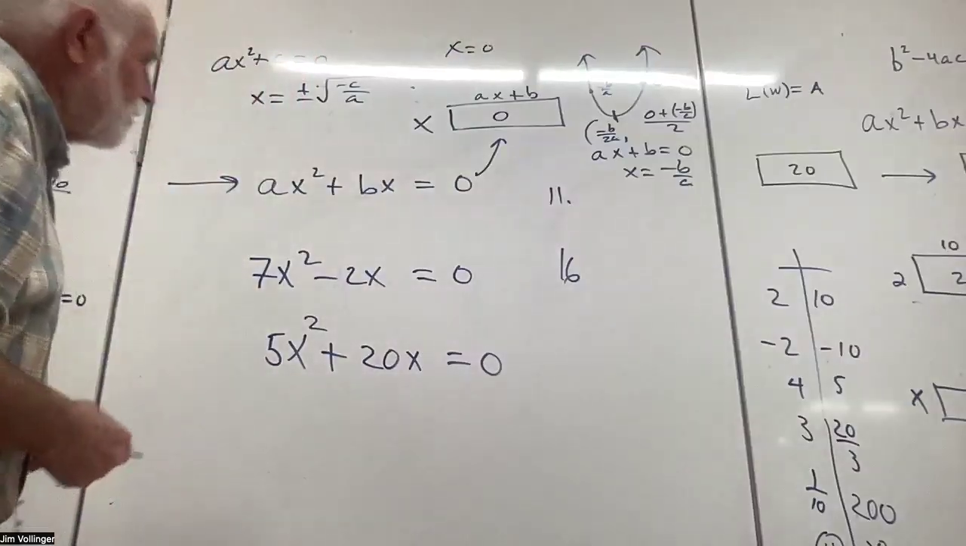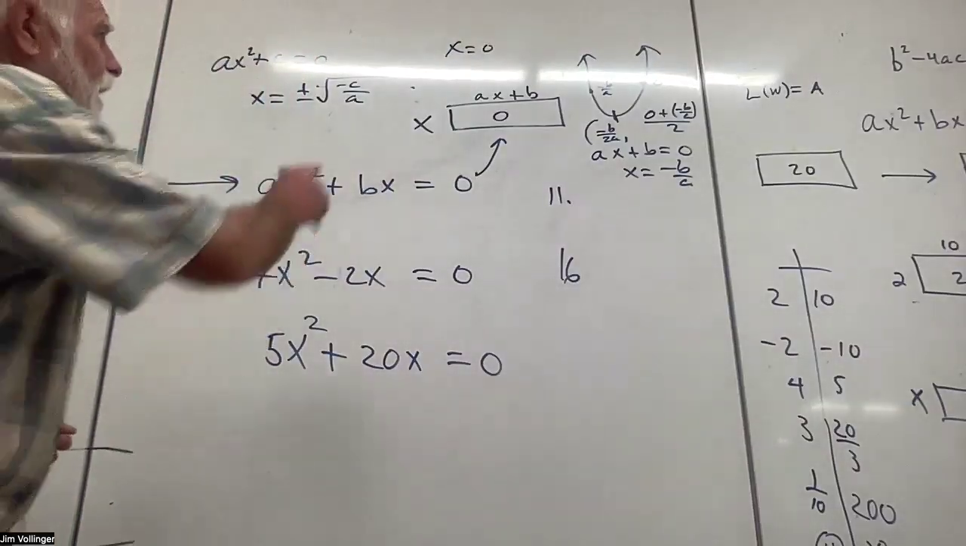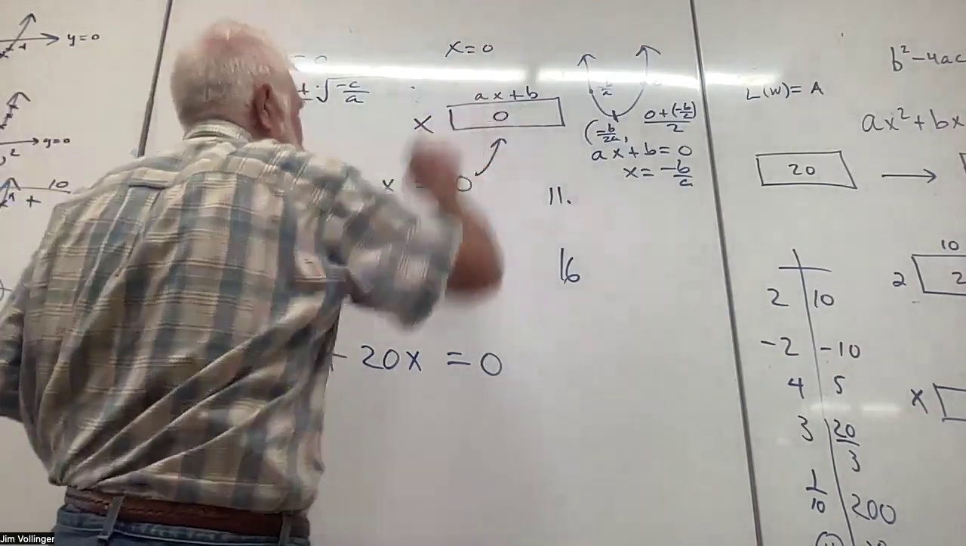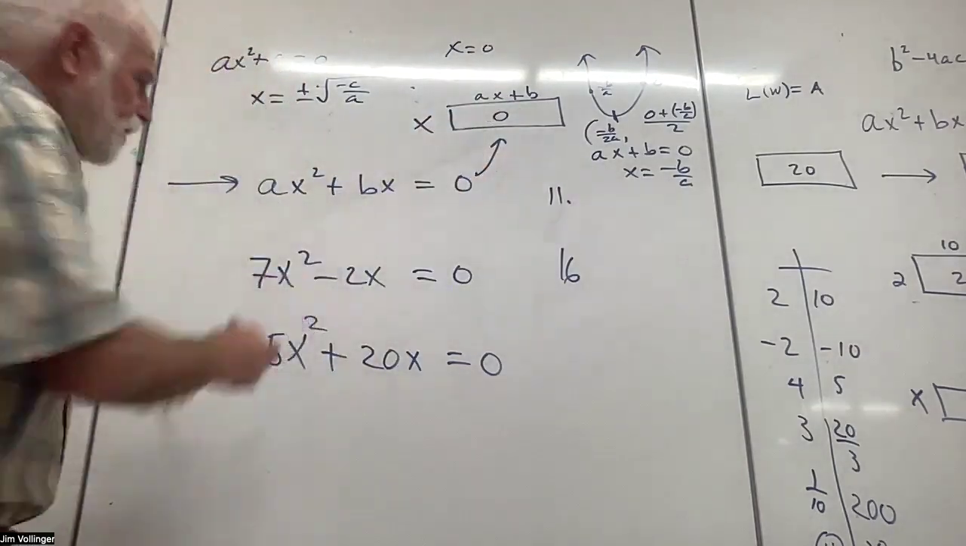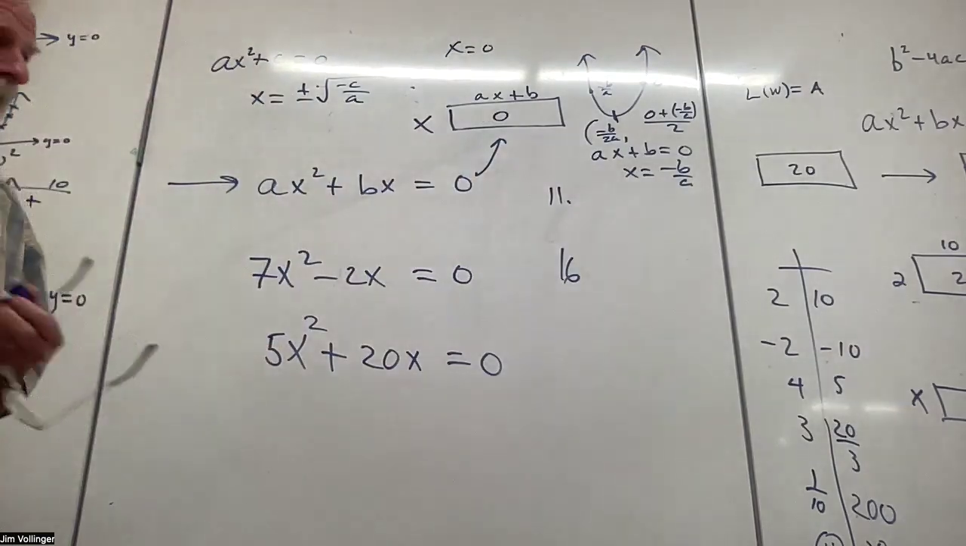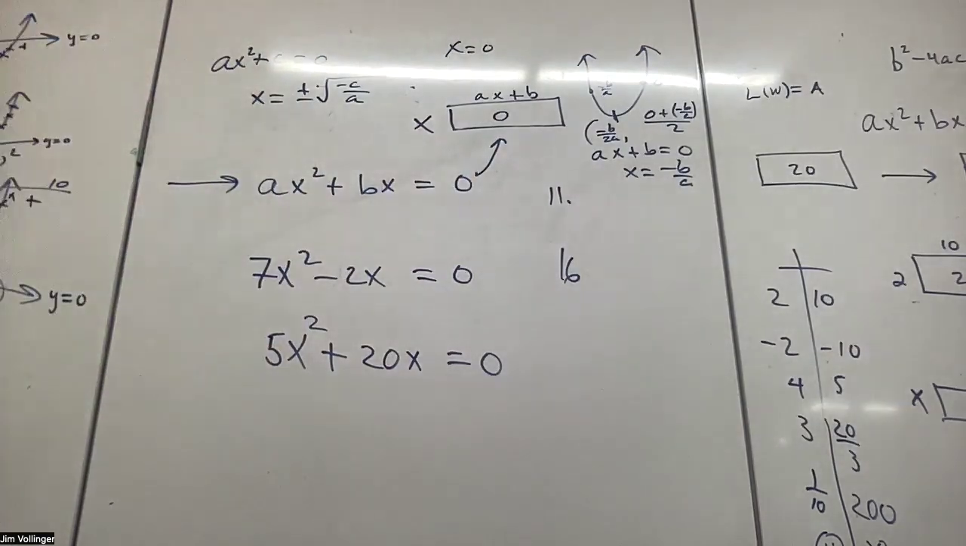All right, so ax squared plus bx: 0 or minus b over a. Well, here's 7x squared minus 2x. And I don't have an eraser. Yes, I do. Bear with me for 10 seconds.